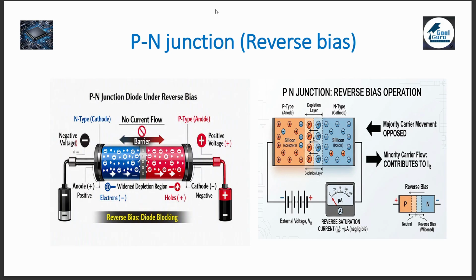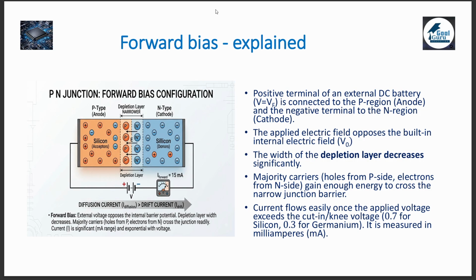What is reverse bias condition? In the reverse bias operation, the negative of the battery is connected to the P type and the positive of the battery is connected to the N type. The majority current movement is opposed, and the current that flows is a contribution of the minority carriers. A reverse saturation current flows, which is in the range of microampere. Let us go a bit into explanation of the same.